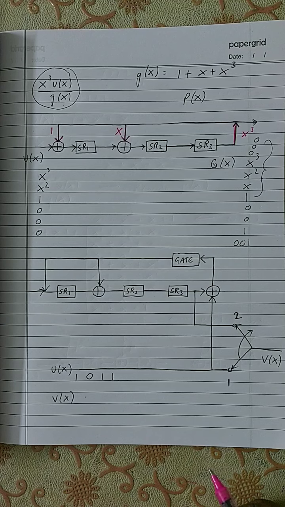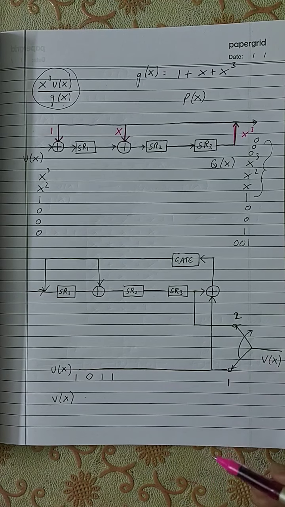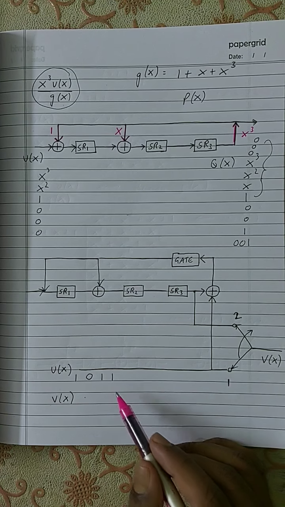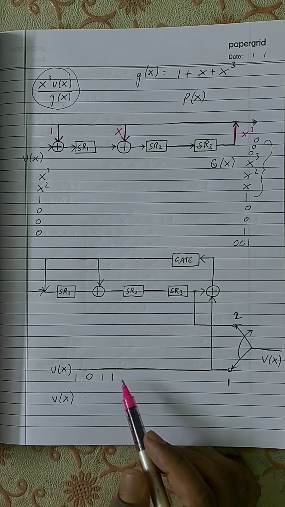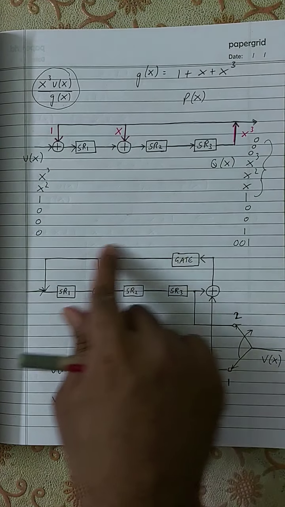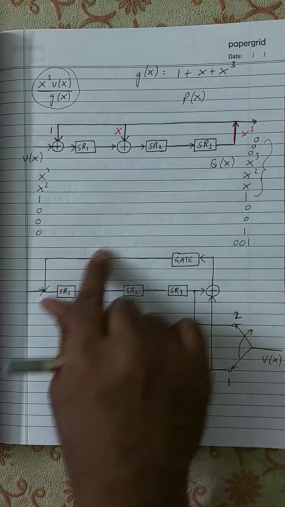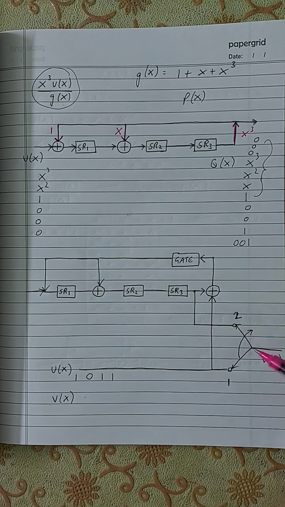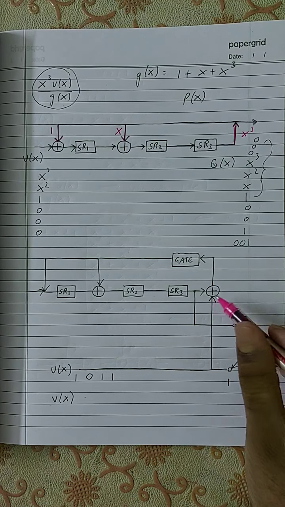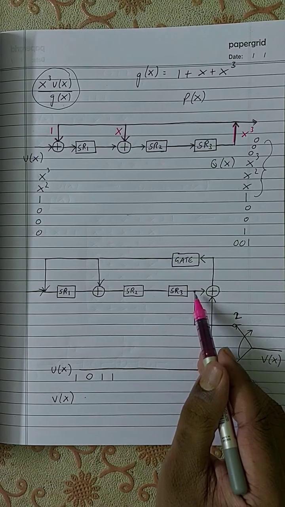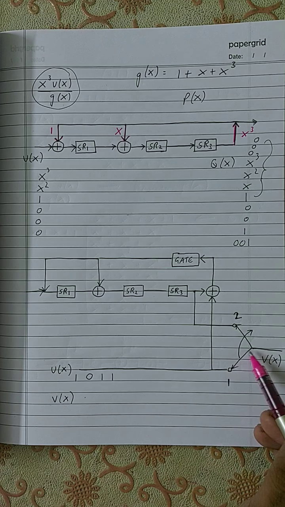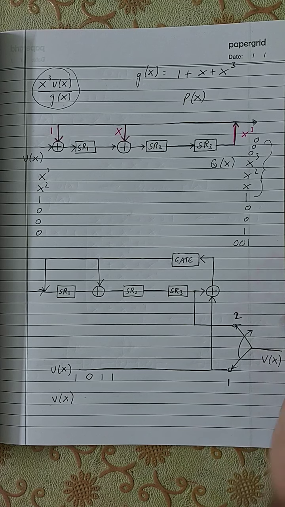During that time the switch is at position 1, so it gets U of X, and the gate is turned on. While you are receiving this input sequence, the division process is going on inside, and the quotient is being generated. But since the switch is in position 1, those quotient values will be discarded. You don't need to know the quotient polynomial. What you need is only the remainder.